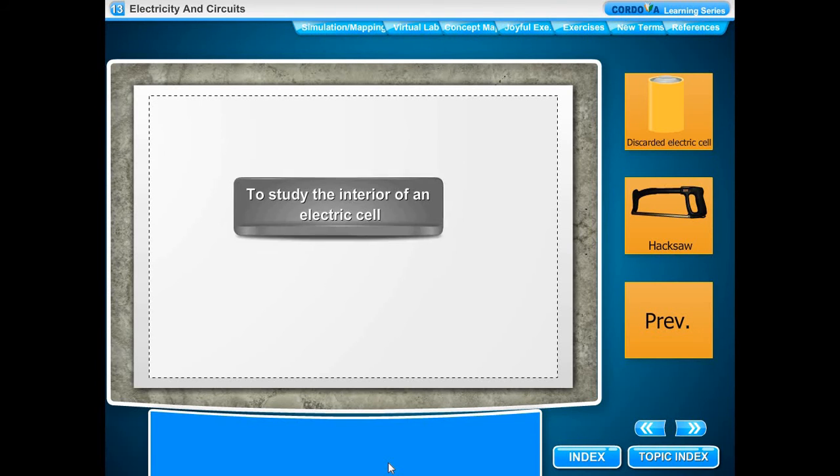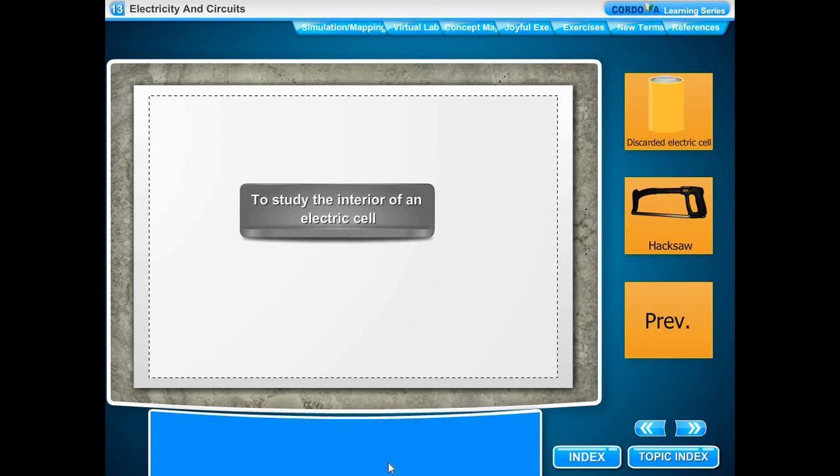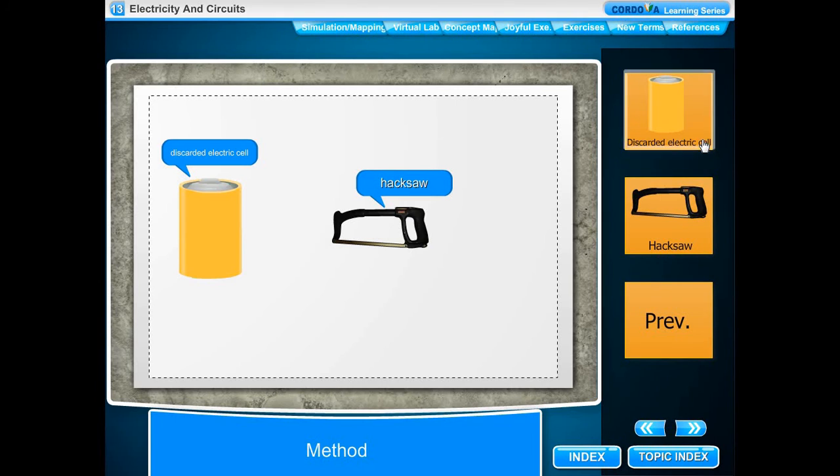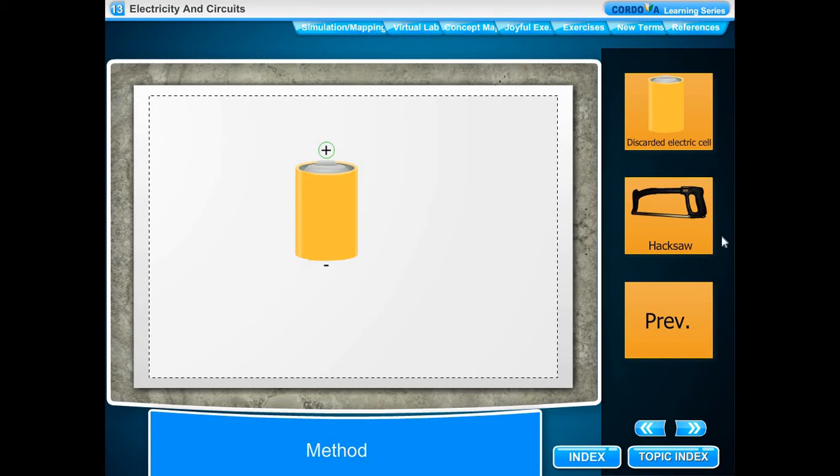Activity 2. To study the interior of an electric cell. Things needed: a discarded electric cell, a hacksaw, a saw used for cutting metals. Method: observe an electric cell. There is a plus sign close to the top end of the cell and a minus sign at the bottom of the cell. These signs stand for the positive and negative terminals of the cell.